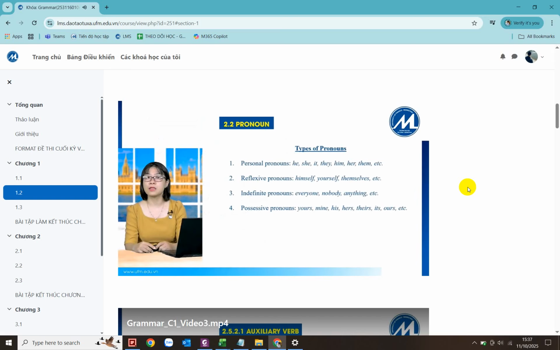There are 4 different kinds of pronoun. The first kind is personal pronoun. That is words like he or she or it, etc. The second kind we call reflexive pronoun. Those are words like himself, yourself, or themselves. Indefinite pronouns are words like everyone, nobody, anything, etc. And the fourth kind is possessive pronoun. There are words like yours, or mine, or his, or hers.